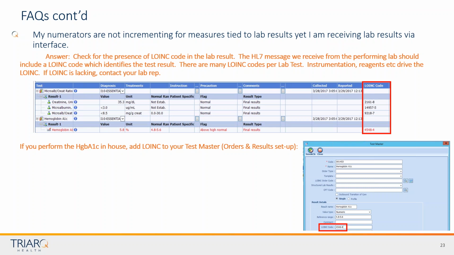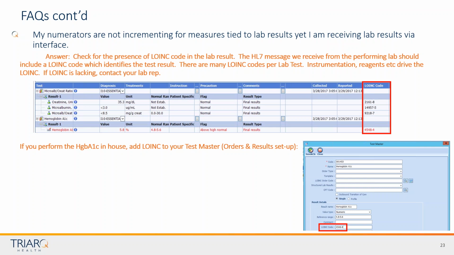If you've picked a measure, you want to make sure that your local lab is sending you HL7 messages. Say you do the hemoglobin A1C in-house, and if you go pull out your test kit, it will list a LOINC code. LOINC is very tied to, I want to say for glucose alone, there's like 35 different LOINC codes based on the reagent that's used, the instrumentation that's used. So this is not anything we invented. We just have to comply.